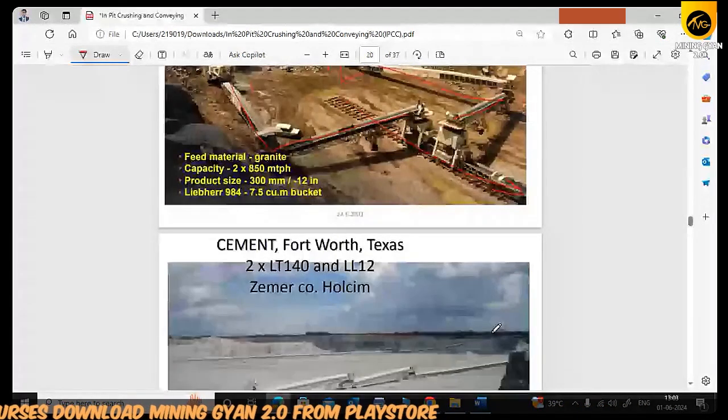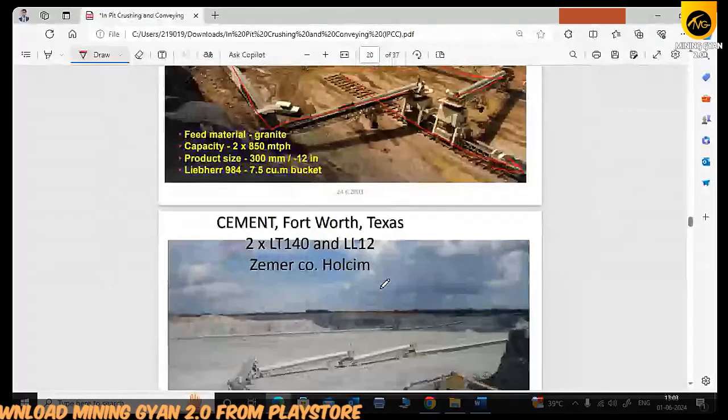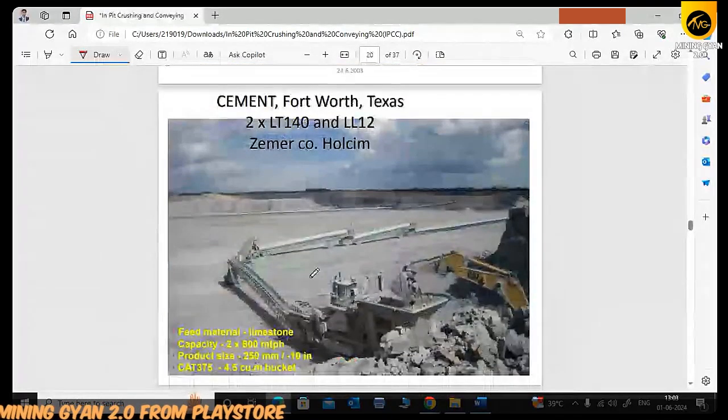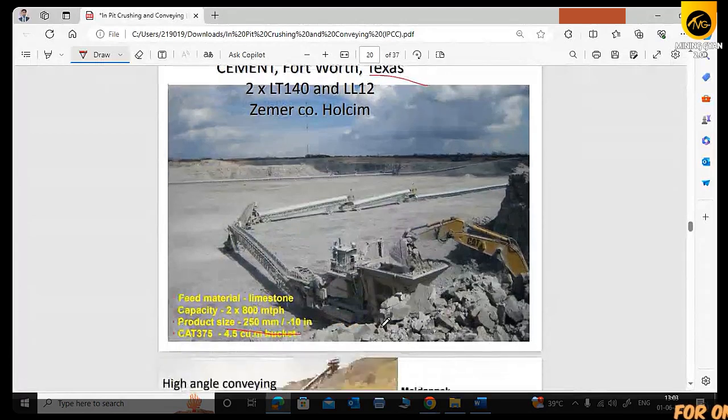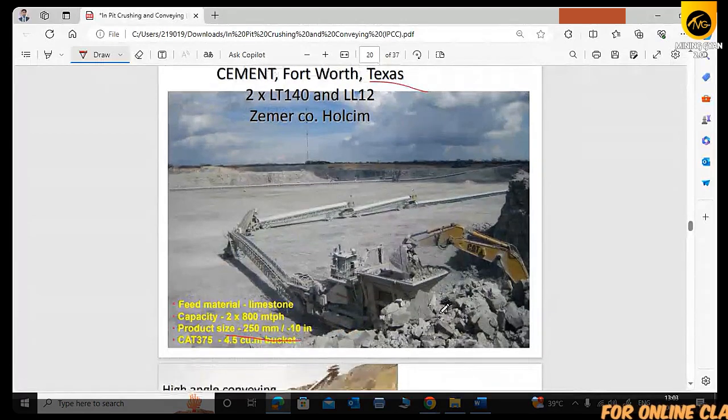In cement mines, limestone mines, you see this limestone mine is situated in Texas in the USA. The capacity is 800 ton per hour, and the bucket size is 4.5 cubic meter. If you see this white material, it means the manganese content is very low and the calcium content is high. There are two types of limestone.